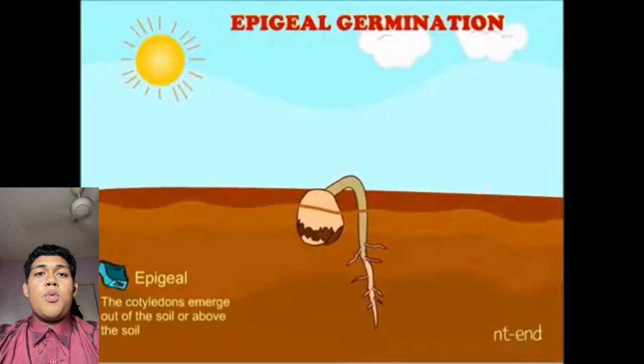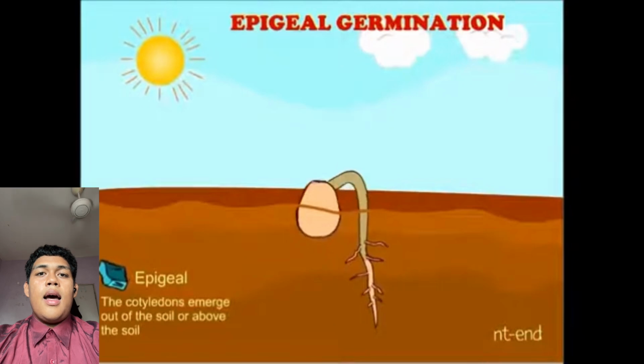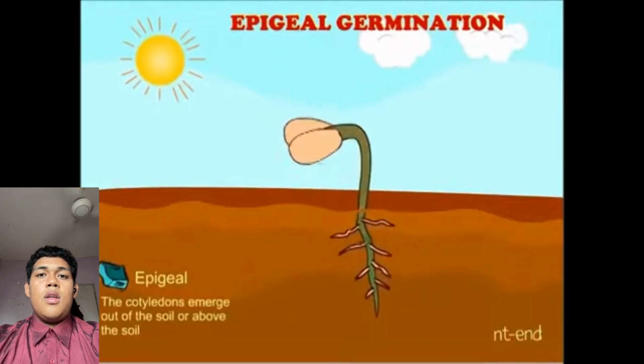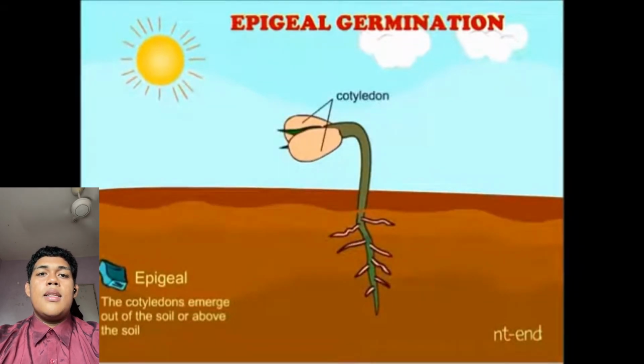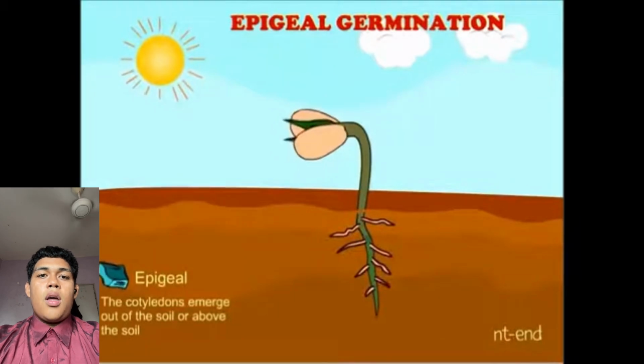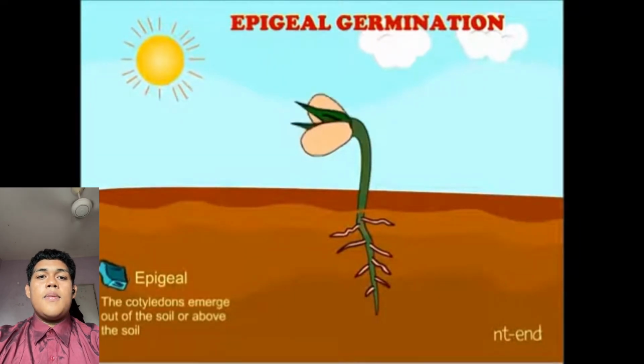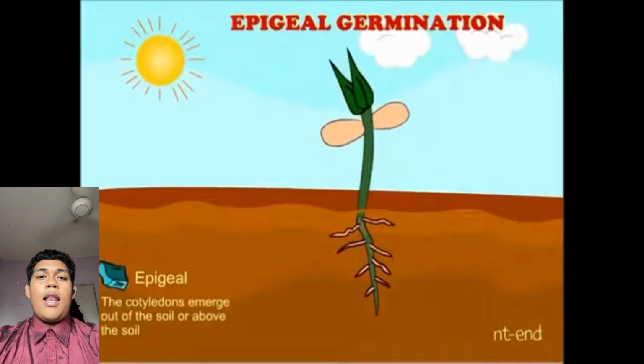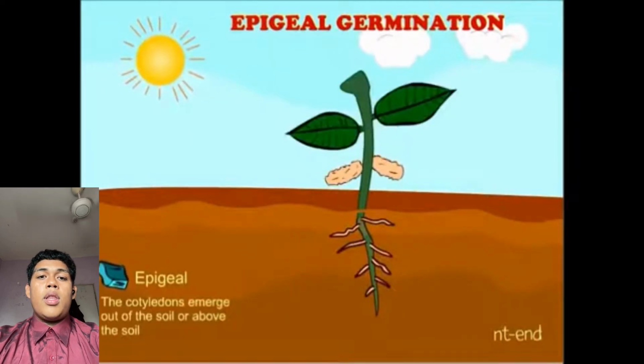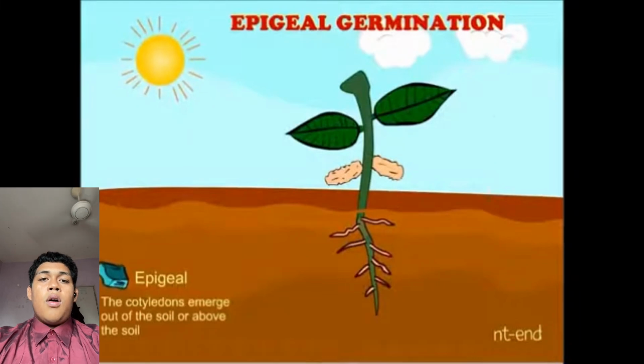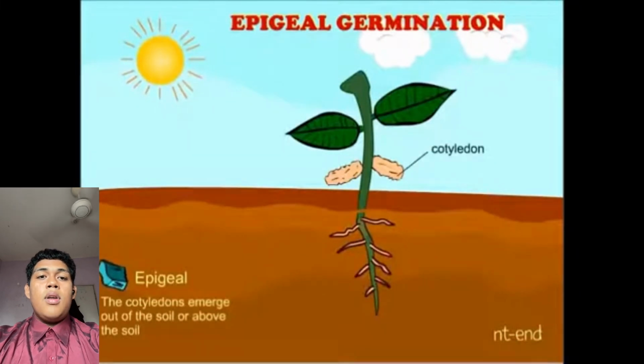Epigeal germination is a process in which the cotyledons are lifted above the soil surface during the early stage of seedling growth. This happens because the hypocotyl, the part of the stem located below the cotyledons, elongates rapidly, pulling the cotyledons upward and pushing them out of the soil. Once the cotyledons emerge above the ground, they usually turn green and expand, functioning as the plant's first temporary leaf. At this early stage, the seedling relies heavily on the cotyledon for energy.